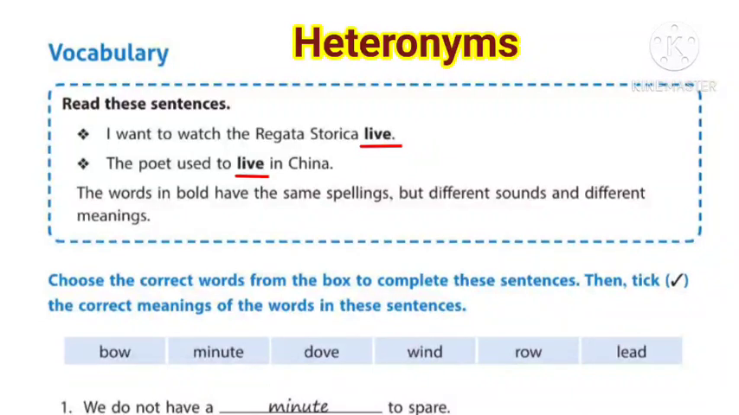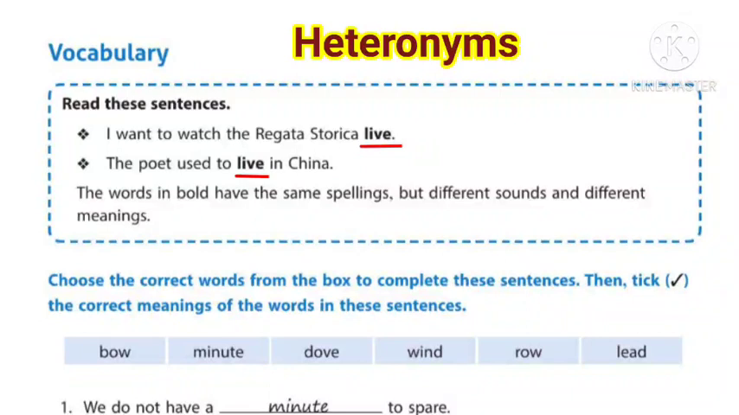Okay, I hope you understood. So the word L-I-V-E in the first sentence is pronounced as "live", and the word L-I-V-E in the second sentence is pronounced as "live". These two have the same spelling but they are pronounced differently. They have different sounds. Now let's check out the meaning of these two words.